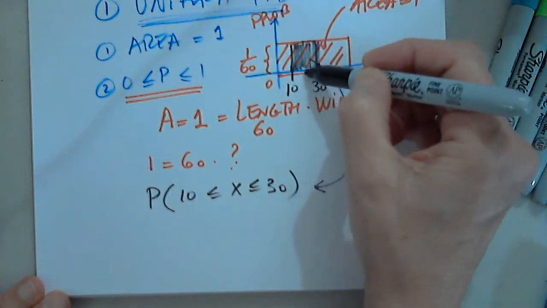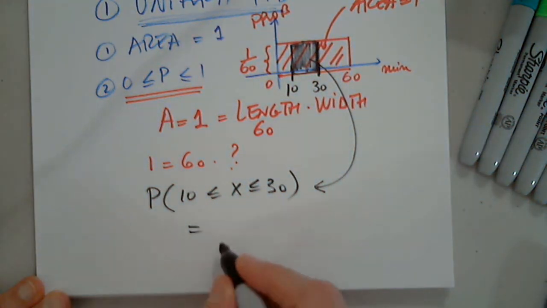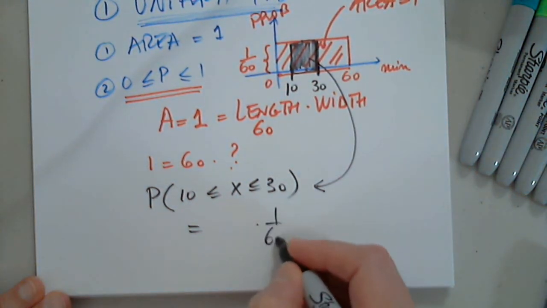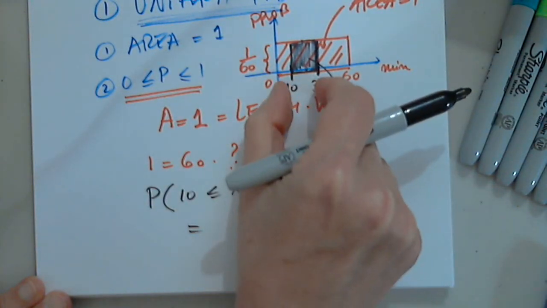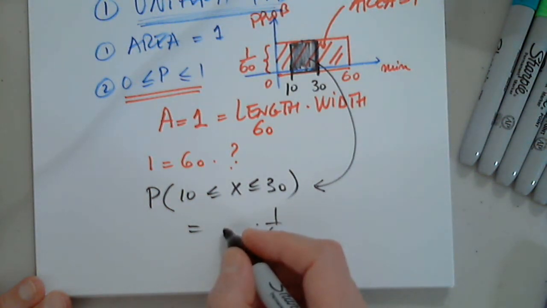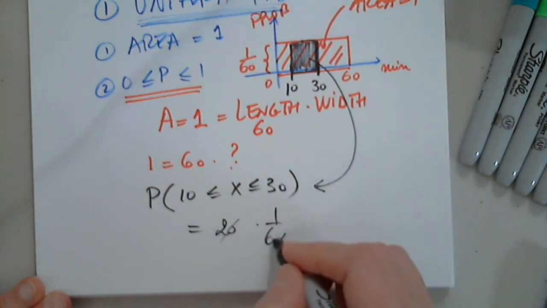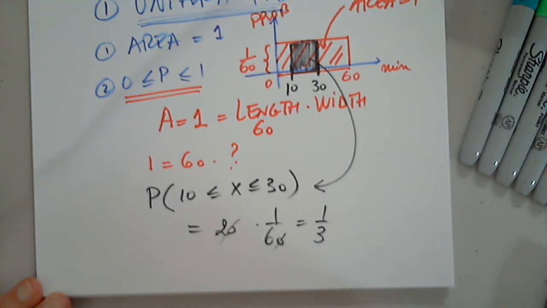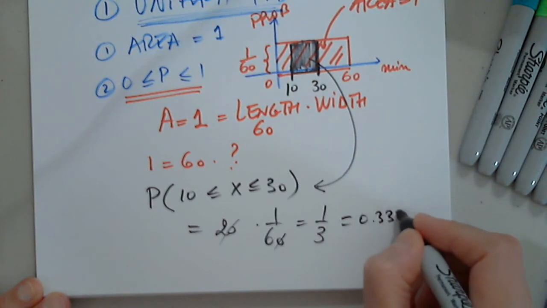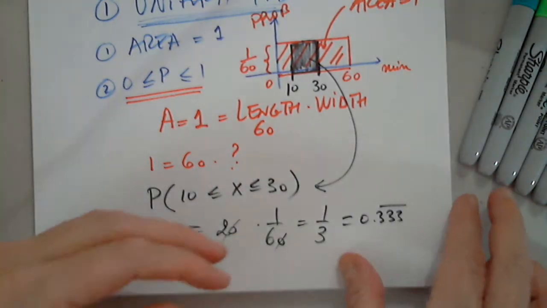So the area of this rectangle is base times height. So I continue here. What is the height? Well, it's 1 over 60. What is the base? Can anyone give us the base? 20. Very good. That's it. So I will simplify. I have 20 over 60, which is 1 over 3. So this is the probability. Or if you want, 0.33333. Okay? That's the uniform. And we'll have examples in a minute.